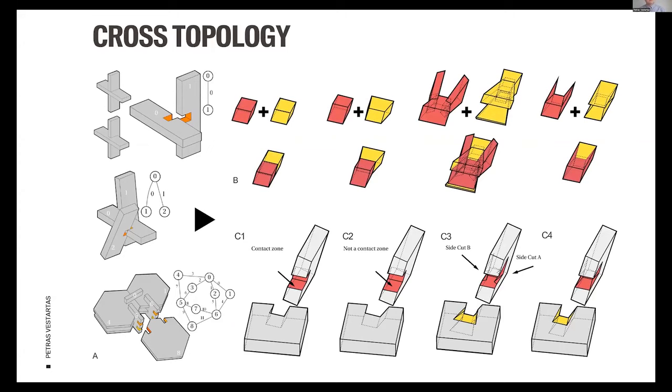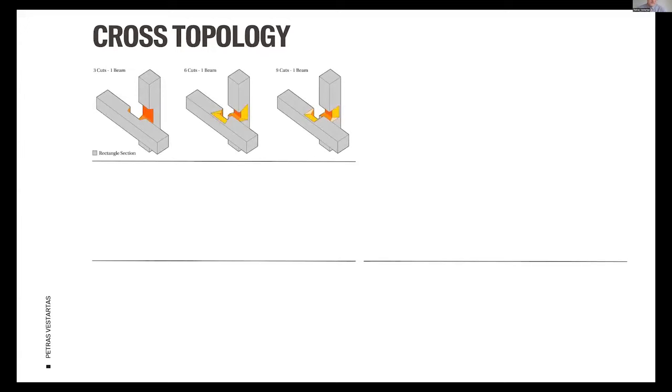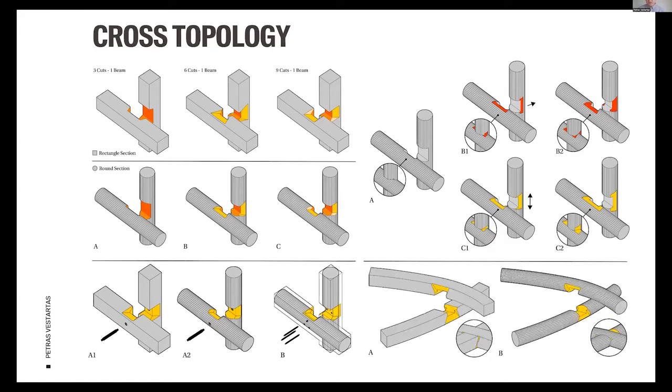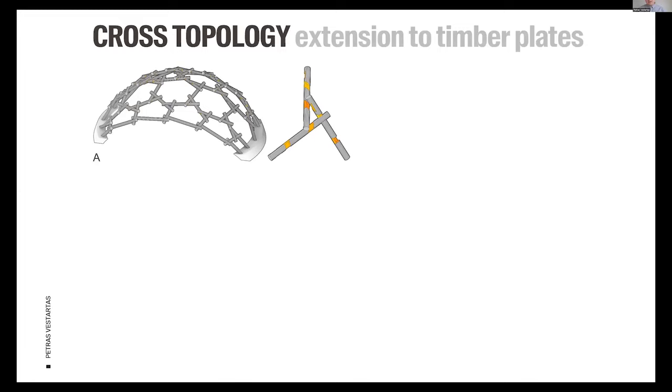So I like this world of actually seeing a joint and trying to understand how it's cut, because it's not only the shape, it's also about the fabrication process. And then you can actually start playing with this because you understand how the language works. You can apply it for different angles. You can introduce different connectors. You can introduce different curvatures of beams. And then again, it's applicable for plates and beams as well.